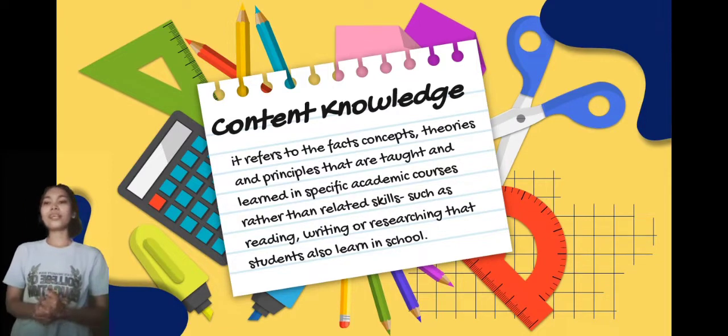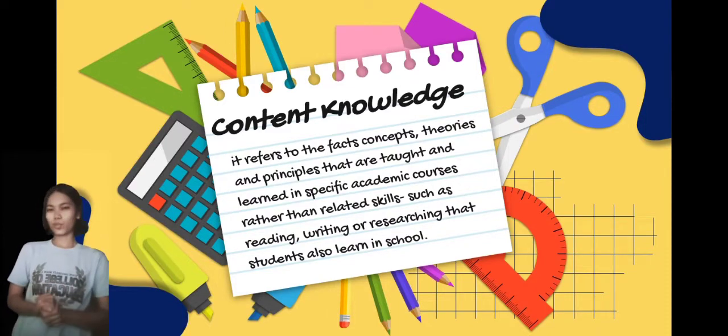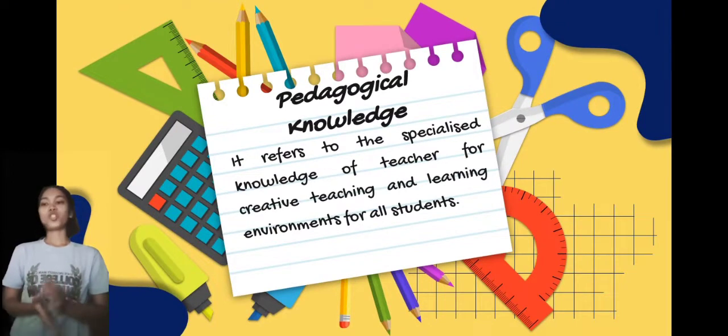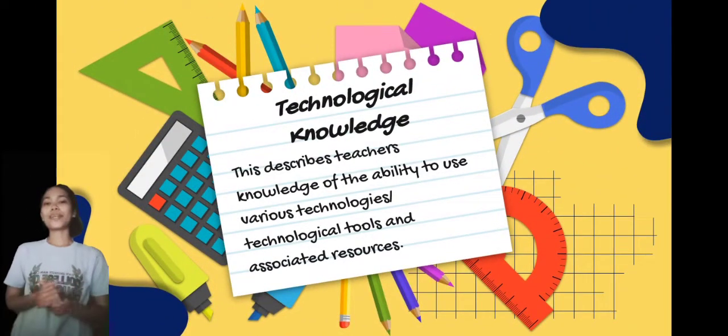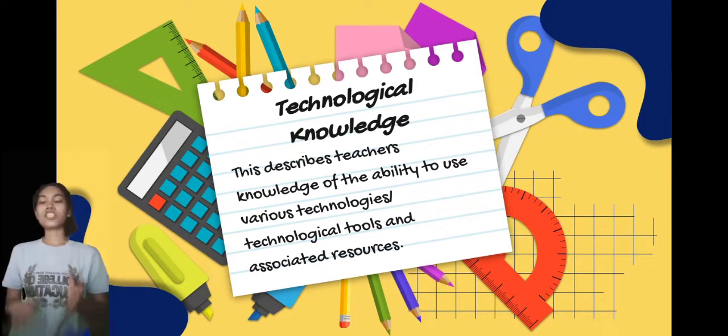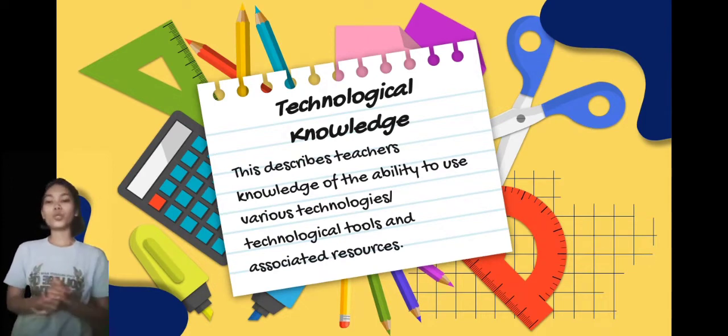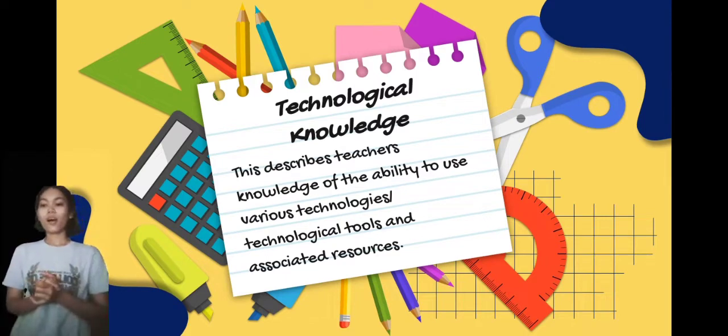are taught and learned in specific academic courses, rather than related skills such as reading, writing, or researching that students also learn in schools. Next is pedagogical knowledge, or PK. It refers to the specialized knowledge of teachers for creating teaching and learning environments for all students. And the last is technological knowledge, or TK. It describes the knowledge and ability to use various technologies, technological tools, and associated resources.